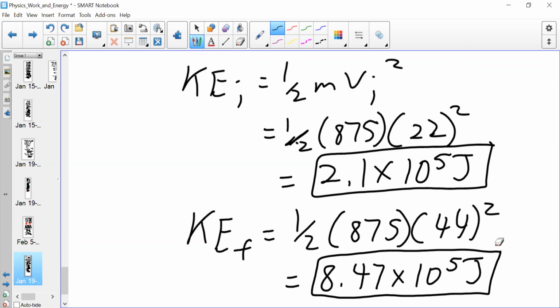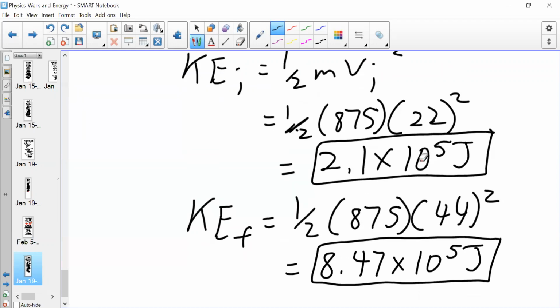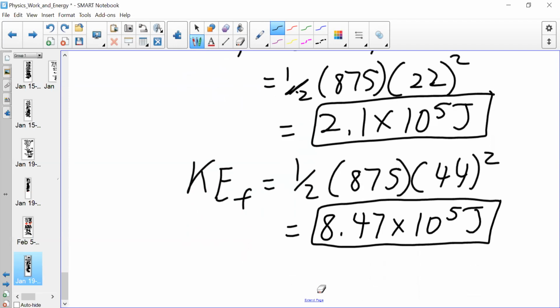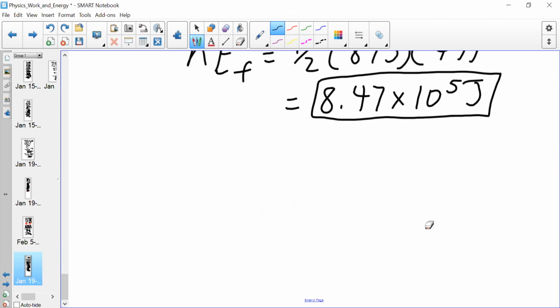So everything being equal, we're doubling the speed. The kinetic energy goes up by 4 times, roughly. So we have that squared in there. Else it would be double, because it's 22 and 44. You can see that just by the numbers. Questions on that? Finding the initial and final kinetic energies.